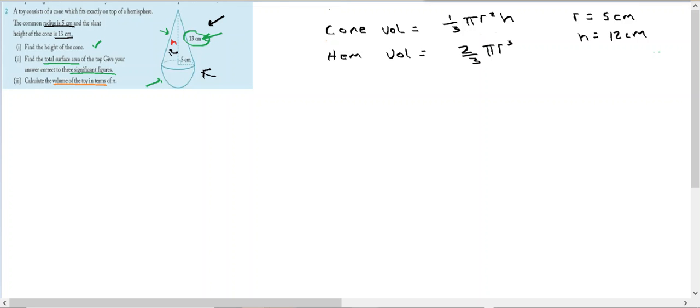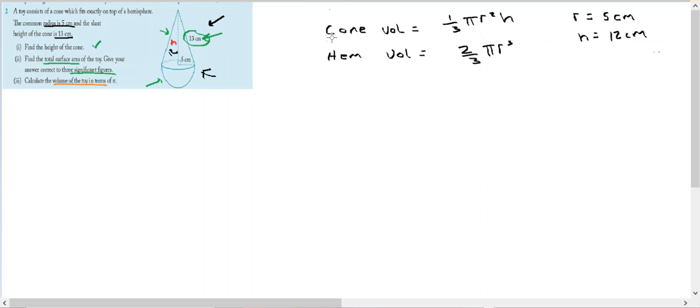Okay, so what we'll do is I'm just going to finish off the last part of this question. So this is: calculate the volume of the toy in terms of pi. So this is our toy. You have a hemisphere and a cone. So you need to get the volume of the cone and the volume of the hemisphere, and then add the two of these together and retain pi. So let's work on that.